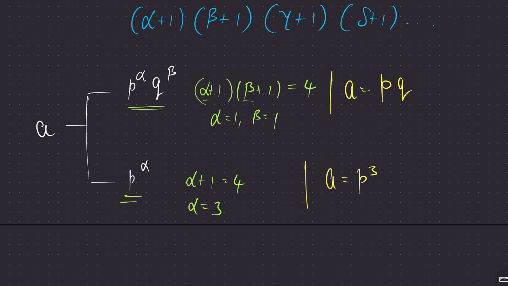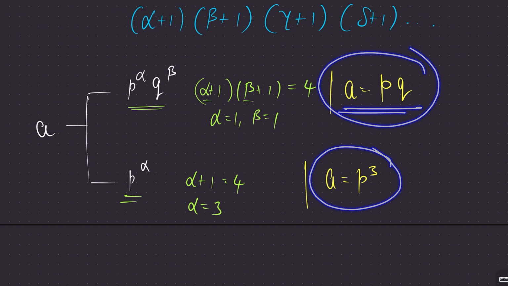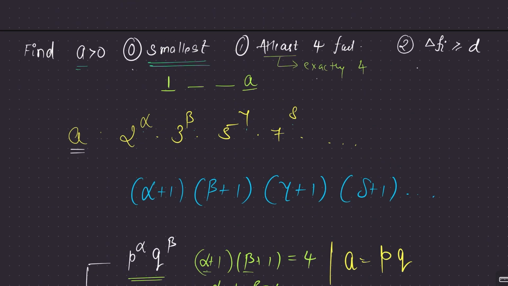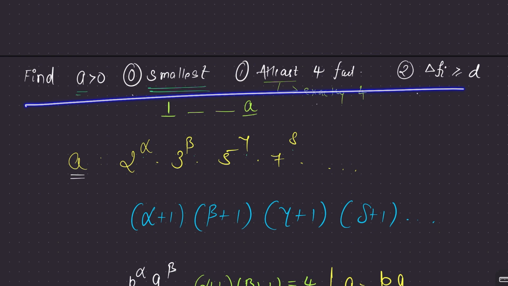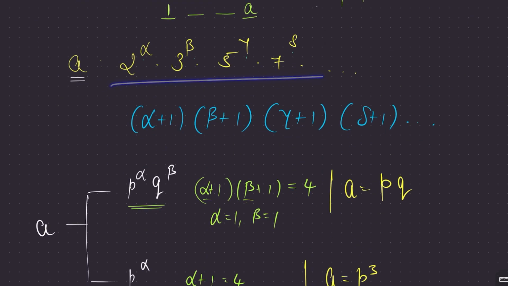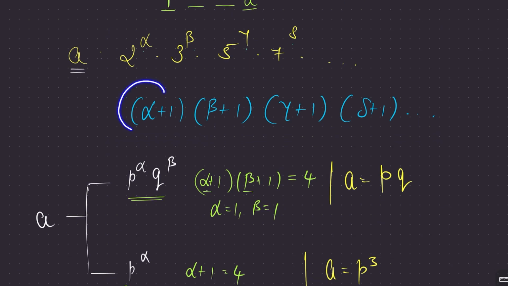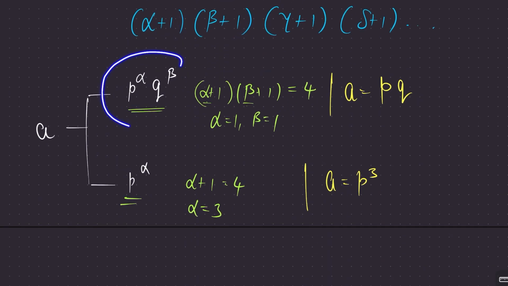Right, so effectively this whole exercise was to show that now A can either look like this p into q or A can look like this p cube. And how did we arrive at the solution? We saw the conditions, we looked at the prime factorization, we looked at how many factors we can have, then we figured out if A has to be smallest, then you cannot have more than 2 prime factors. In other words, either A can have 2 prime factors in it, or A can have 1 prime factor in it.